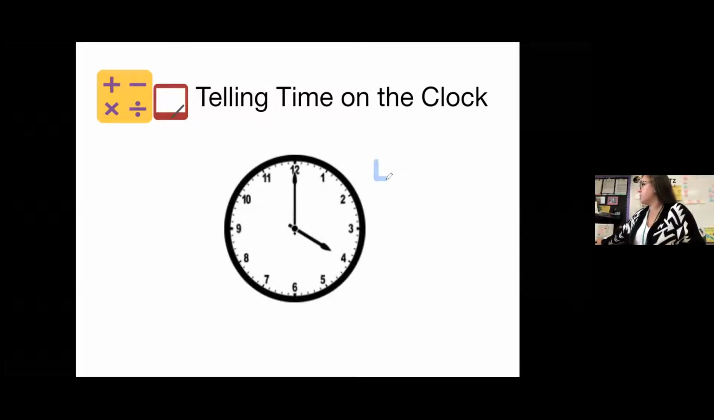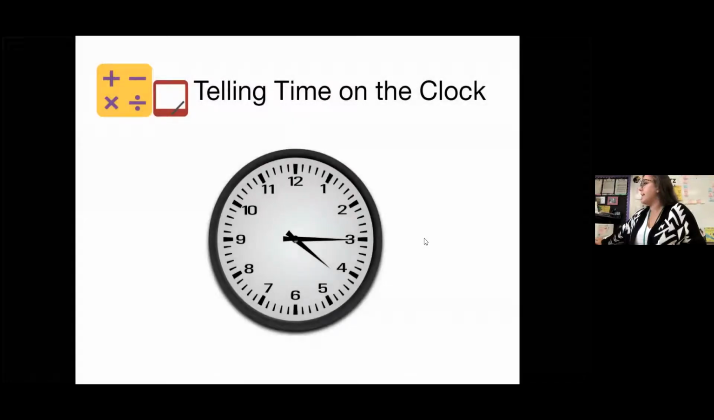So on your whiteboard, you should have written 4 with a colon, 0, 0. Hopefully in better handwriting than that. This is 4 o'clock. That's how you would say this. All right. Now try this one.